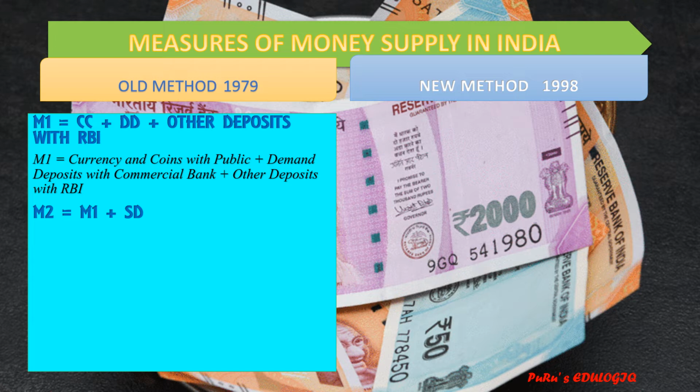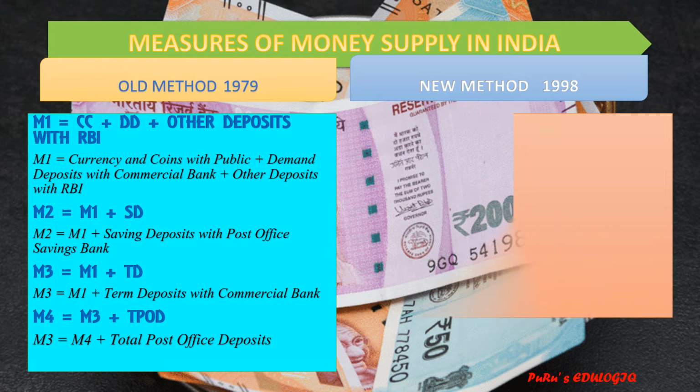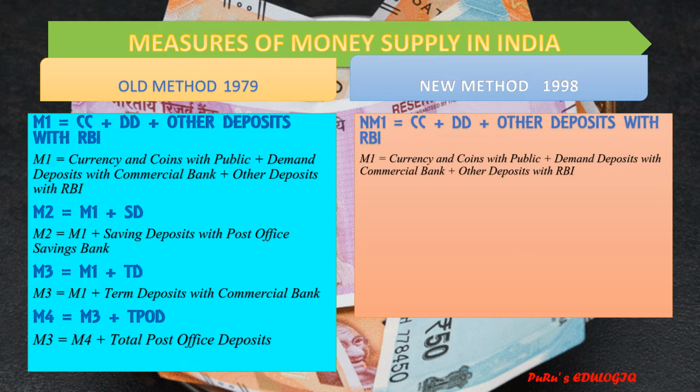The second one being M2, which is nothing but M1 plus SD, that is savings deposits of post office savings banks. M3 is M1 plus TD, that is term deposits with commercial banks. M4 is a much more comprehensive concept as it includes M3 plus TPOD, that is total post office deposits. When we talk about the new method, it includes three measures: NM1, NM2 and NM3. M4 is not considered in the new method. NM1 is the same as M1 in the previous method, whereas NM2 has undergone certain changes.